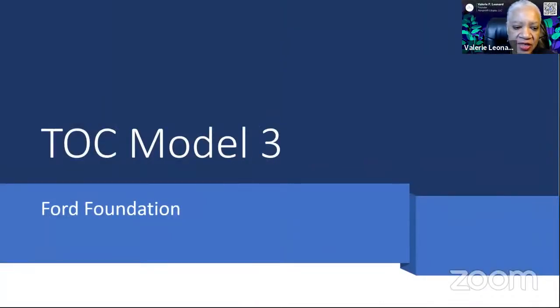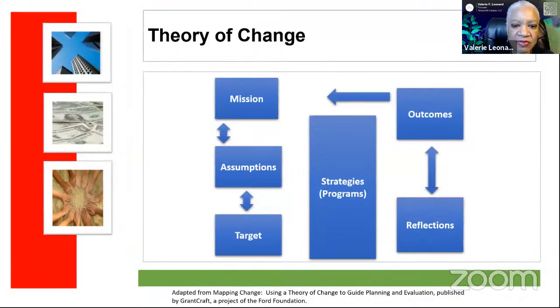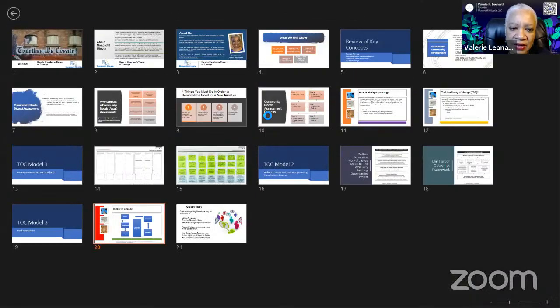All righty, so this is the third model for our theory of change, and this is from the Ford Foundation. This is one of my favorite models. It starts off with your mission, and this is assuming that you've already done the work of exploring what's going on in the community, what the needs are, what the assets are, what the issues are, and how you're going to solve them. So you start off with your mission.